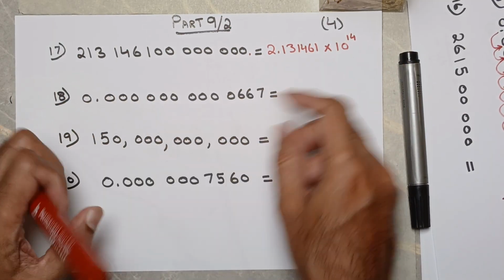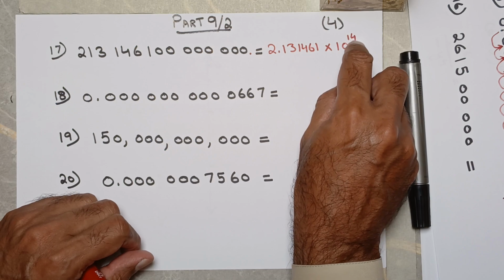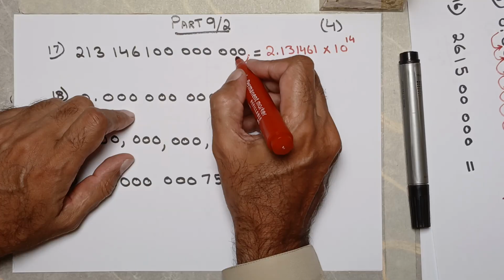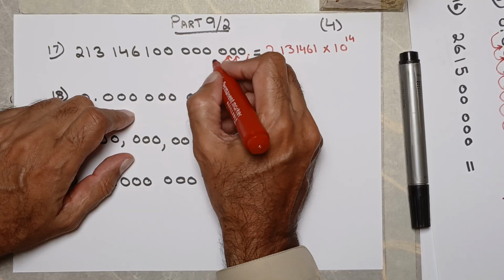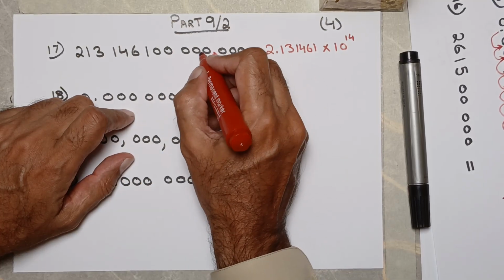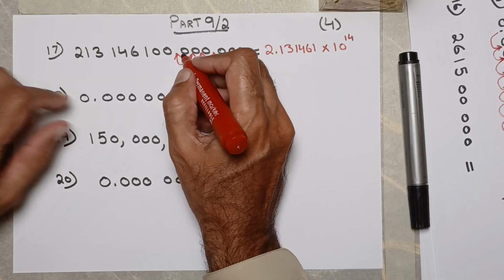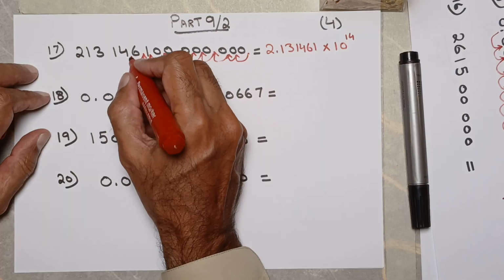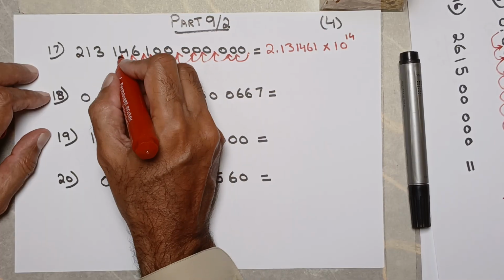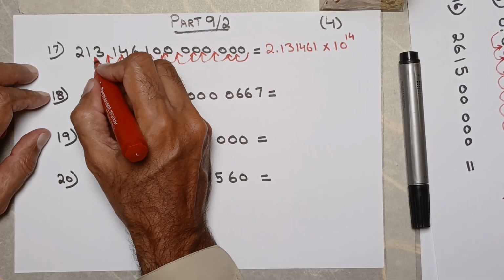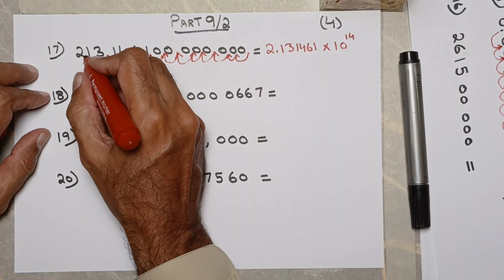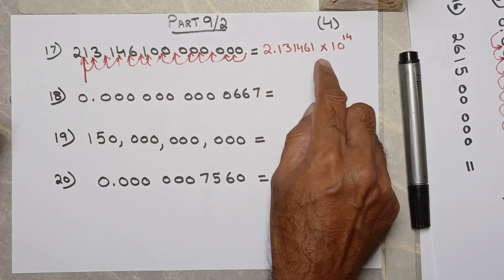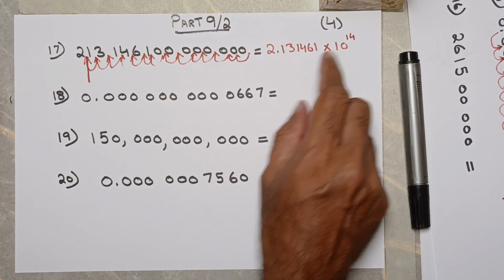Now let me check whether I am right or wrong about writing this positive exponent. 14 places. Okay, my first place, second place, third, fourth, fifth, sixth, seventh, 8th, 9th, 10th, 11th, 12th, 13th, and this is 14th. So I'm right. So this is my final place. So 2.131461 multiplied by 10 raised to the power 14.